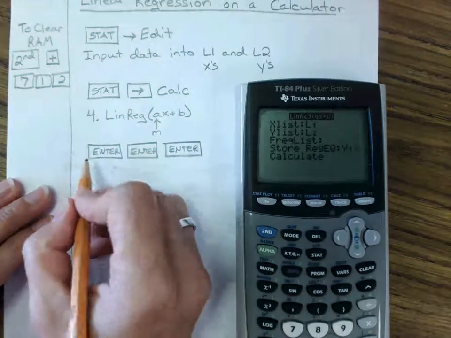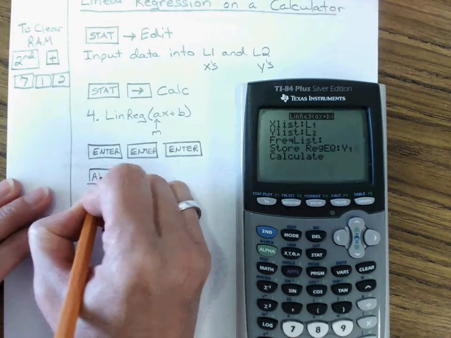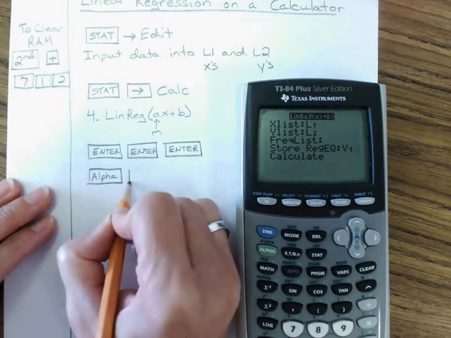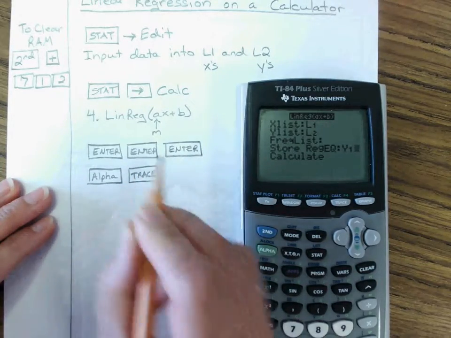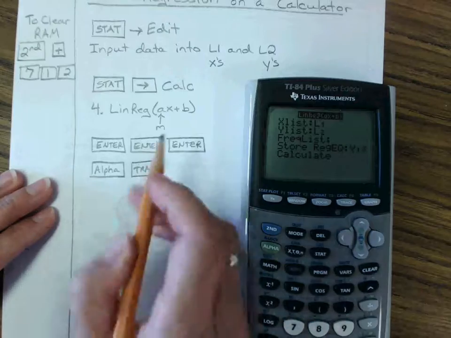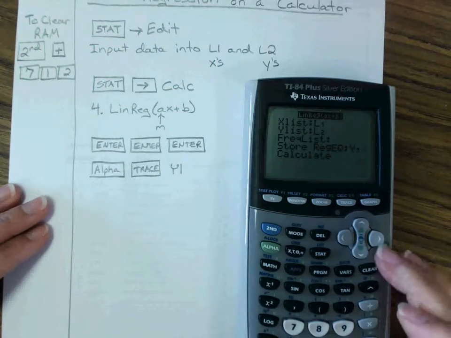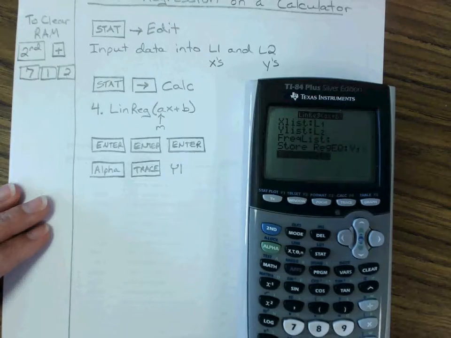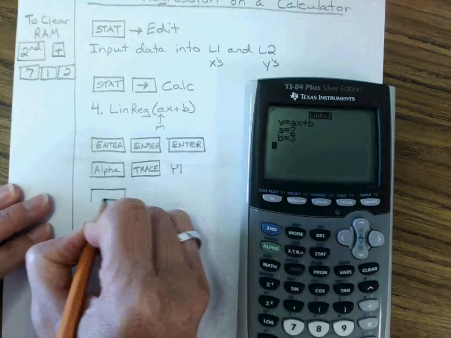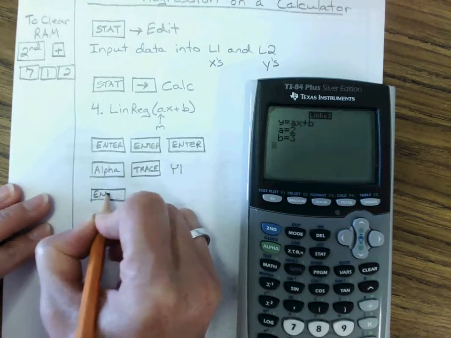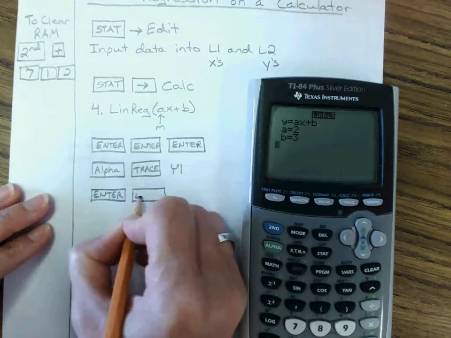So let's write our buttons down. So I'm going to do alpha, trace, and Y1. So I'm going to choose that Y1 option, okay? Then I'm done with this screen. I'm going to go enter, enter, and that's going to calculate for me, okay? So I'm going to write down all my steps here. Make sure you write these all down so you can look back and know what you're doing.